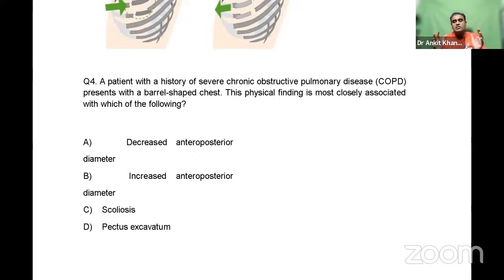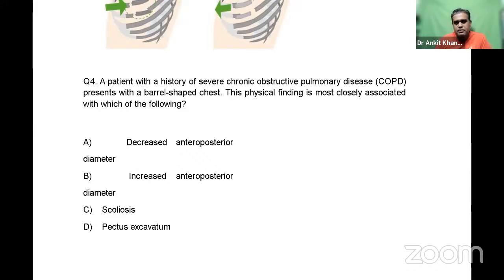So what does it lead to? It leads to expansion of the rib cage. It does not mean that the lungs function better, no, but the lungs need to expand more. So think about it now. Apply common sense. In a barrel-shaped chest, will the AP diameter be decreased, or will there be an increase of AP diameter? Think about it. Or there will be scoliosis, which is bending of the vertebral column.